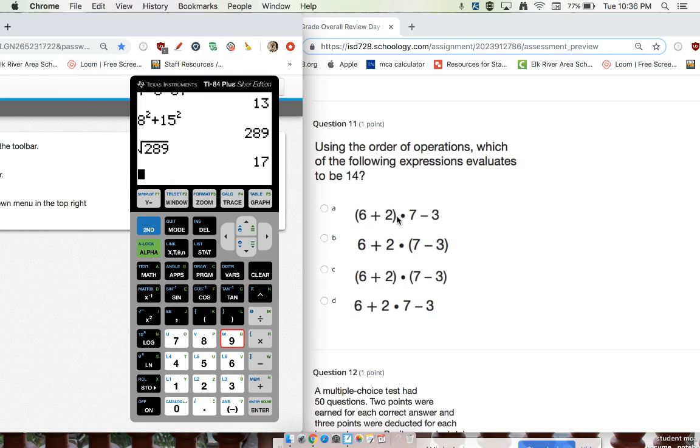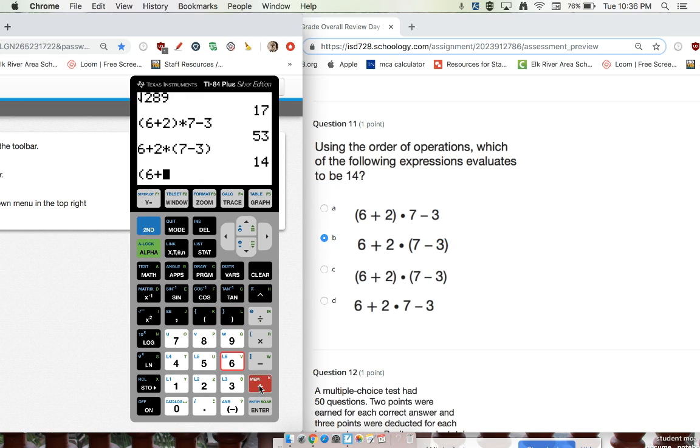So I'm going to go ahead and type it in just like how they have it. Parenthesis, 6 plus 2, parenthesis, times 7 minus 3, enter. That's 53, so not my 14. My next one, 6 plus 2 times parenthesis, 7 minus 3, parenthesis, hit enter. Ooh, there's my 14. So I feel good about that, but I better double check the others.